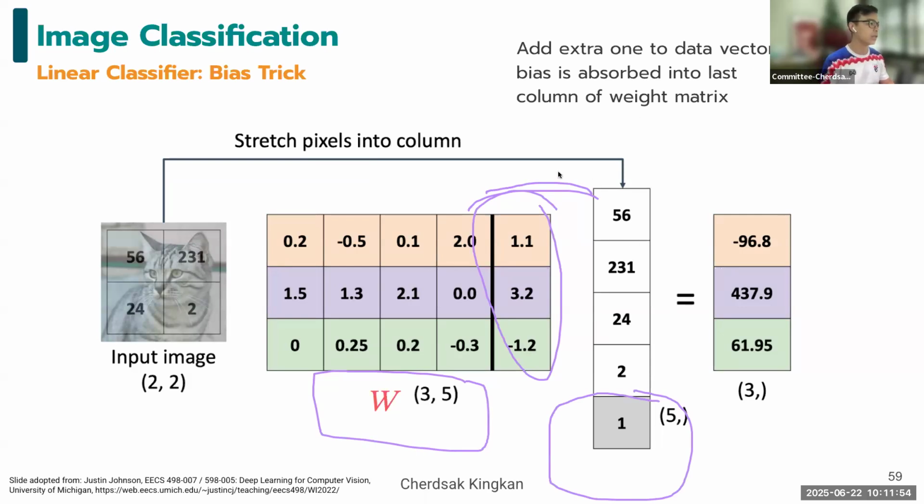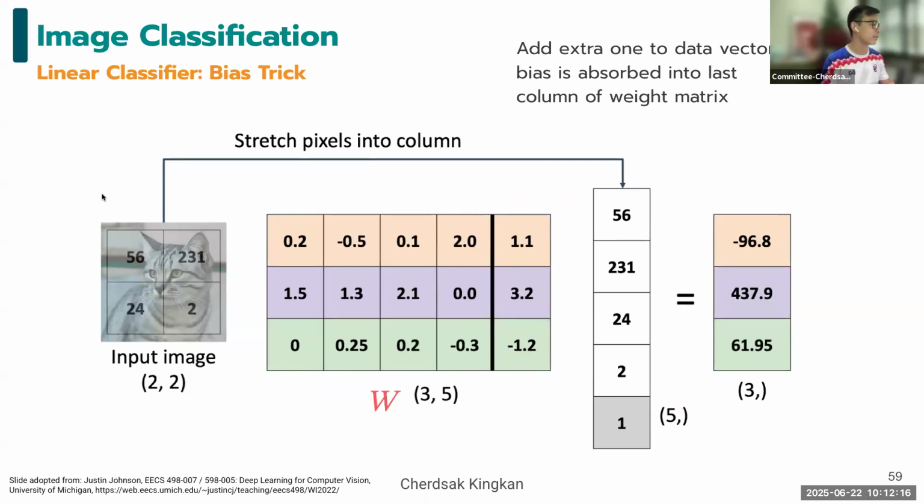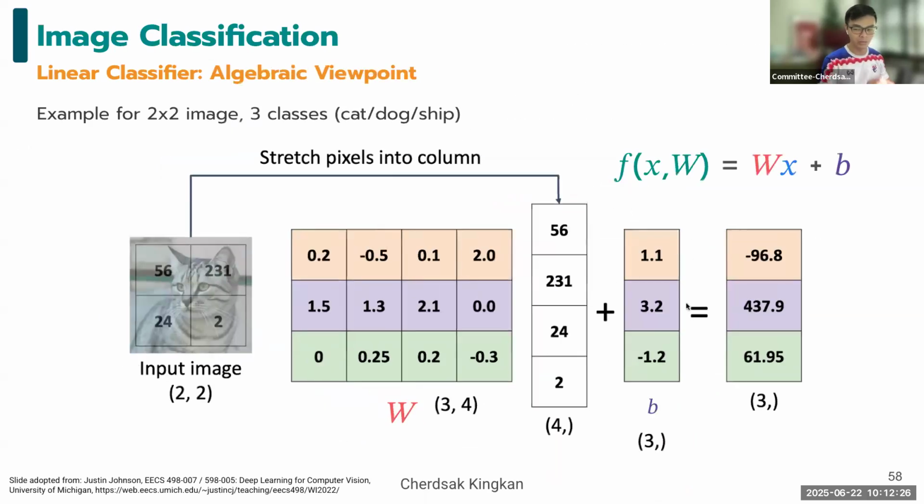Okay. So this is how we can look at it in terms of algebraic equations. All right. This is what we call the bias trick. Instead of having another term over here, we just combine it with the weight matrix. It's just another way of doing it, but this is not quite popular. When we are doing deep learning, we are not doing that, but instead we are doing the addition separately.